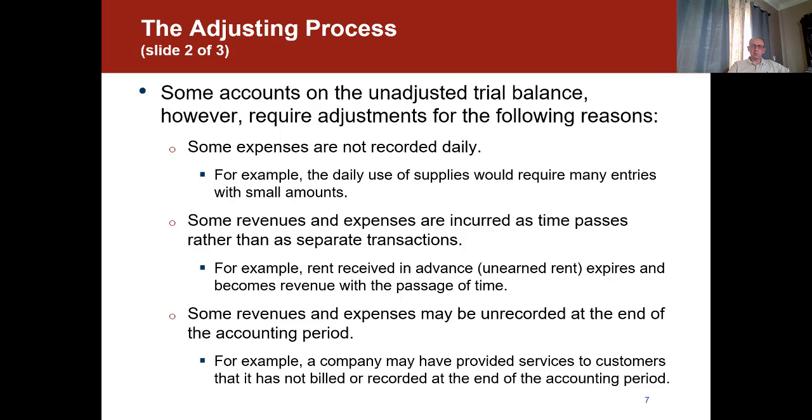Another example, where revenues and expenses may be unrecorded at the end of the accounting period: a company may have provided service to customers that it hasn't billed or recorded by the end of the accounting period. Now it's time to send them an invoice and ask them to pay us the money. So we need an adjusting entry for that.